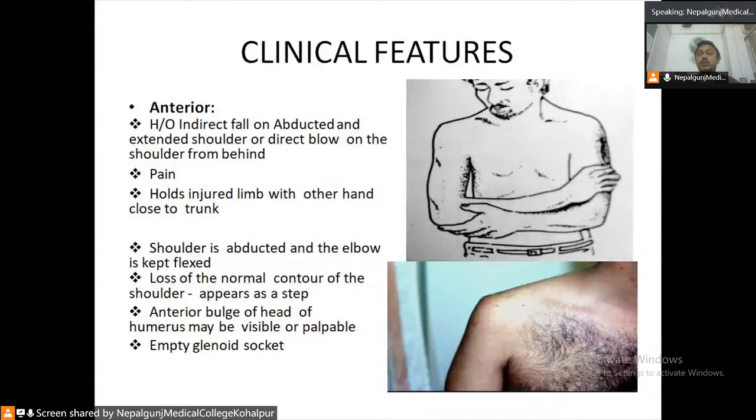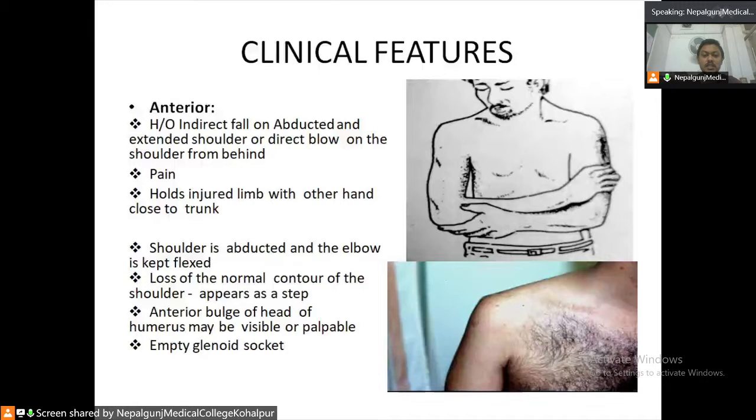How the patient will come to you, either in the outpatient department or the emergency department, is he holds the injured limb with the other hand close to the trunk. The shoulder is abducted and the elbow is flexed. In anterior dislocation, the one thing we always have to see is whether or not the shoulder is abducted.